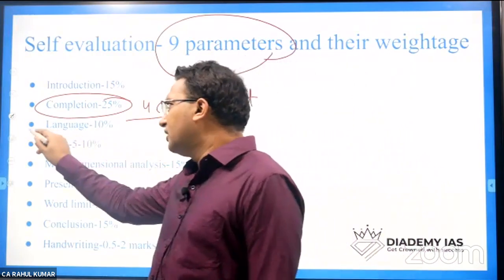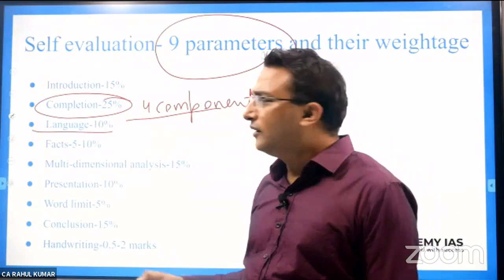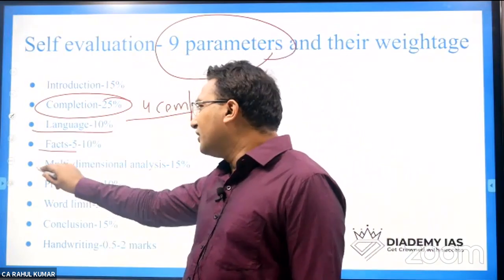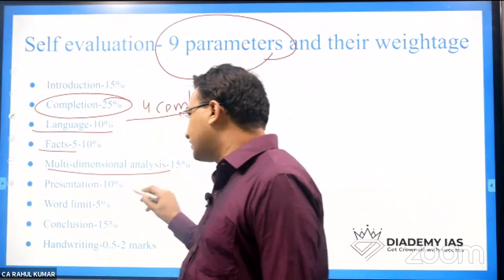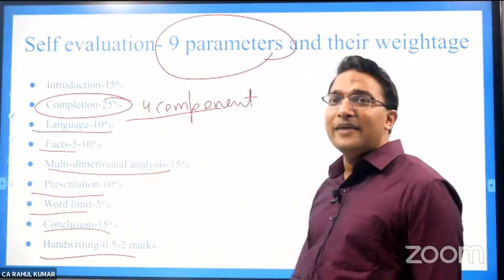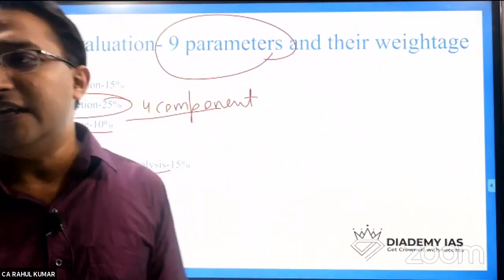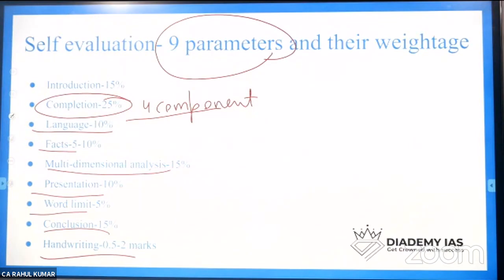Language of the answer, is it to the point, is it simple? Facts, multidimensional analysis, the presentation, the word limit, conclusion, handwriting, everything matters, everything carries some or the other weightage. Okay, so you have to see, are you catering to each and every requirement? Are you able to understand and implement the different dimensions? So this self-evaluation you must do based upon all these parameters.